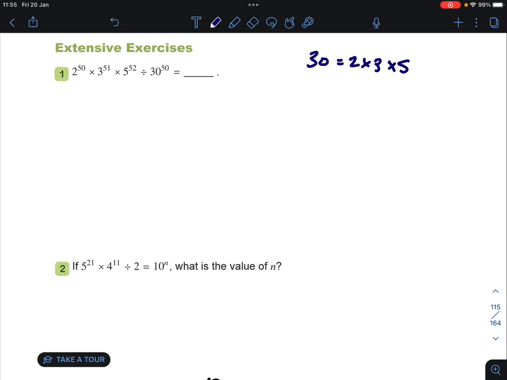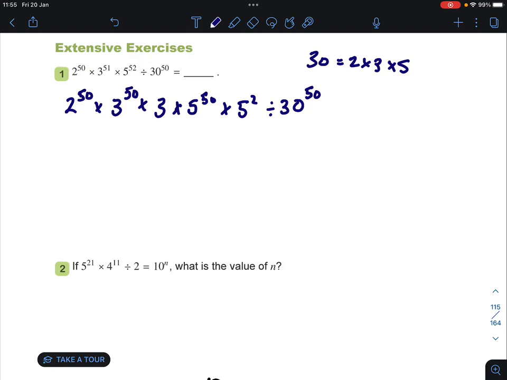So firstly, let's break down all of these powers. So we've got 2 to the power of 50 times 3 to the power of 51. Now, because I'm looking for powers of 50 here, I'm going to split that into 3 to the power of 50 times by 3 to the power of 1, which is just 3. So remember, when we have a number with the same base, if we multiply them together, then we can just add together the powers. And I'm going to do the same for 5. So we've got 5 to the power of 50 times by 5 to the power of 2 to keep that power the same. And then we divide by 30 to the power of 50.